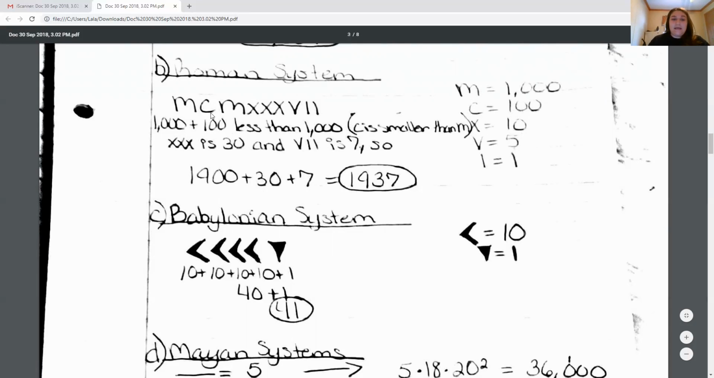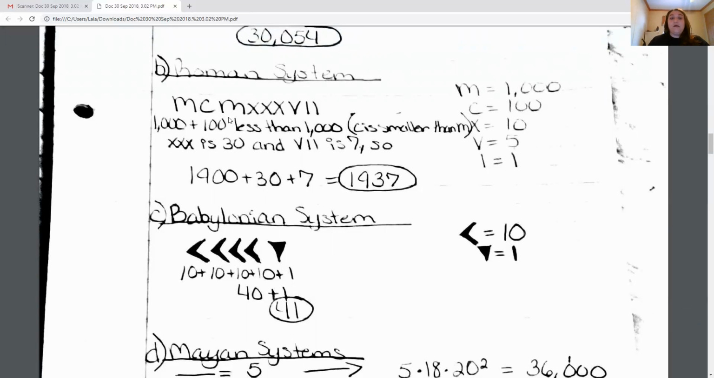Now we have this C in front of another M, but since C is smaller than this M, that means we're going to take whatever C equals away from the M. So C is 100. So we do 100 less than 1,000. We got 3 X's, which is equal to 30, and a V and 2 1s is 7. So written out in our kind of numbers, we got 1,900 because there's 1,000 and that's 900. Plus 30 plus 7 gives us 1937.